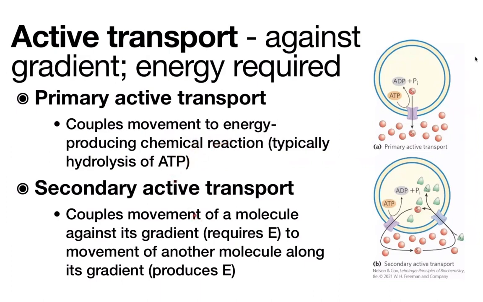Whereas with secondary active transport, basically we're using energy to transport one molecule, and then since we make a favorable gradient of that one molecule, now we're able to use the energy that's released when that molecule goes along its gradient to drive something against its gradient. So here, basically, we're swapping one molecule for another. One is going to be in the favorable direction, and this is going to power the movement of the other in the unfavorable direction.